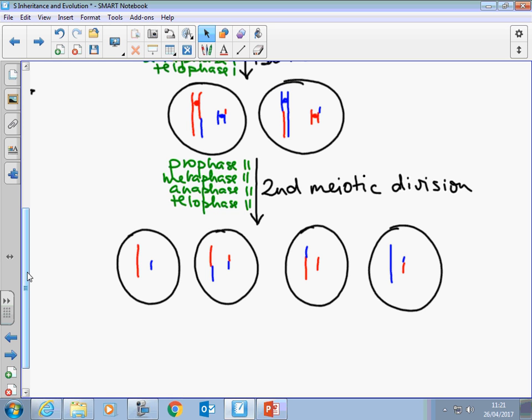It means that any one of the original chromosomes can pair up with any one of all the other chromosomes, so that you can have maternal chromosome 1, maternal chromosome 2, maternal chromosome 3, paternal chromosome 4, maternal 5, paternal 6, or you can have all paternal, or any combination.